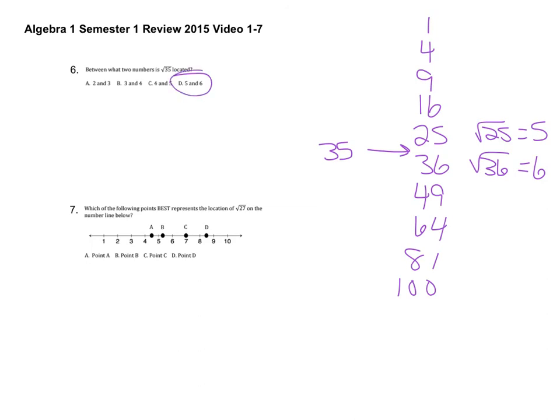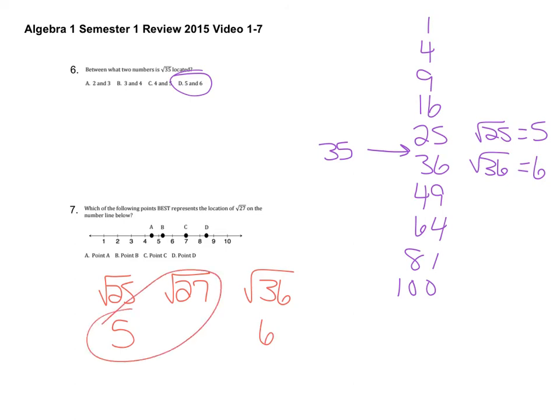Now, number 7 says, which of the following, it's related to this, best represents the location of the square root of 27 on the number line below. Well, what two perfect squares is the square root of 27 between? If you look at your chart, it's between the square root of 25 and the square root of 36. So it's between 5 and 6, and what is it closer to? It's pretty close to the square root of 25, right? So that would be point B, because point B is pretty close to 5, and it's between 5 and 6.